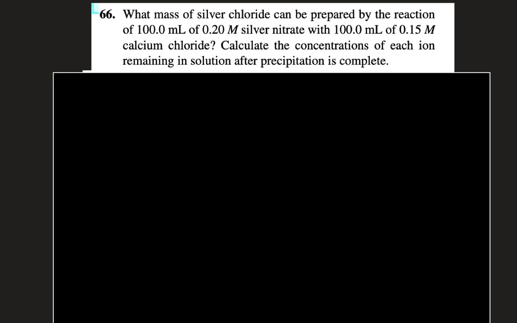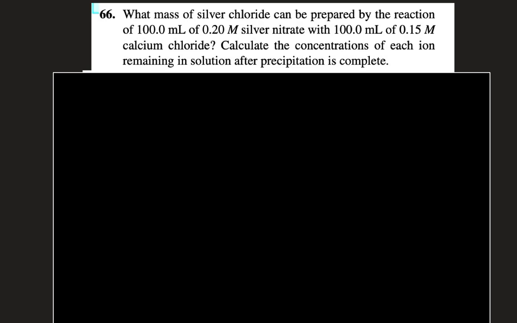On any quiz or test that I give you, I will split this up into part A and part B. I think when it's mushed together in one question like this, it's a little hard to see what's going on. It's easy to get lost. So we have question A, question B. We'll do question A first, the mass of silver chloride that can be produced.